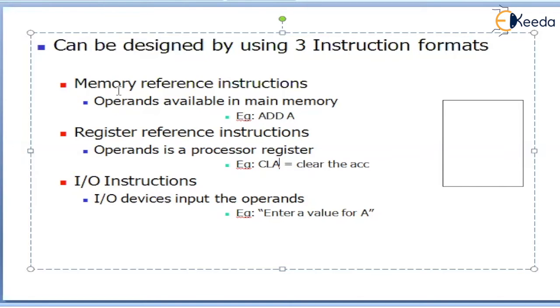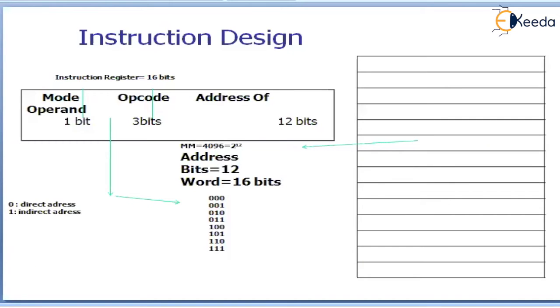For memory reference, the operand's location is main memory. For register reference, the operand location is the processor's register. For IO instructions, the operand's location is the IO devices. Let us get into the details. Now, we have to design these instructions.